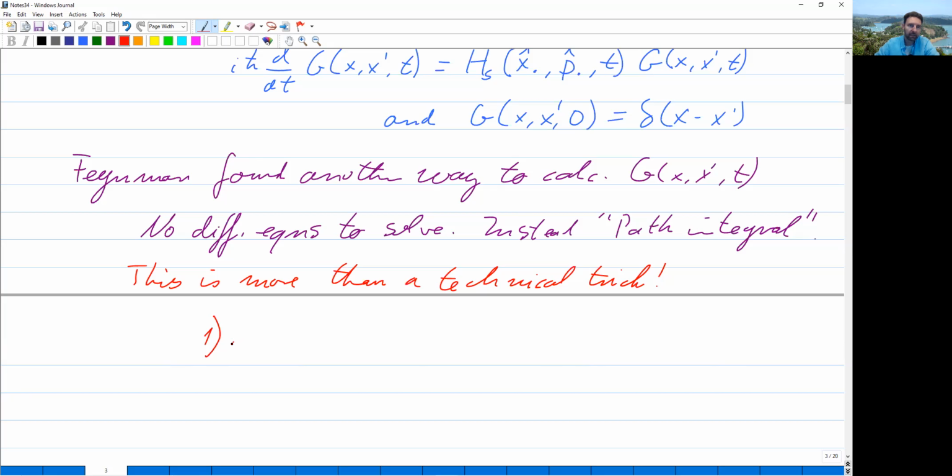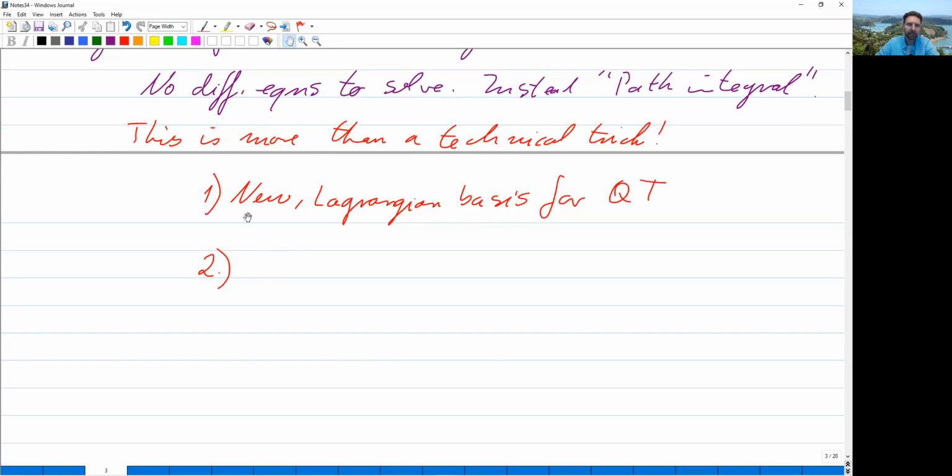We obtain that there is a new Lagrangian basis for quantum theory. And secondly, this is not just a technical trick, as I said, but there's a deeper insight there. And we will cover that today.